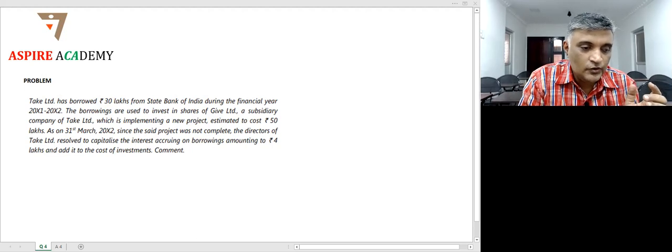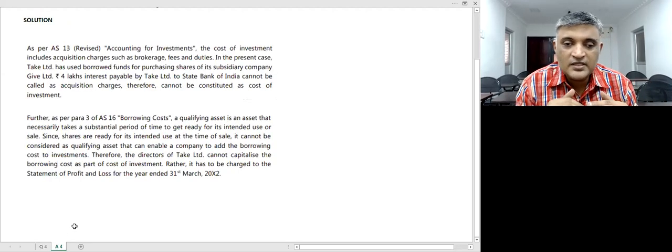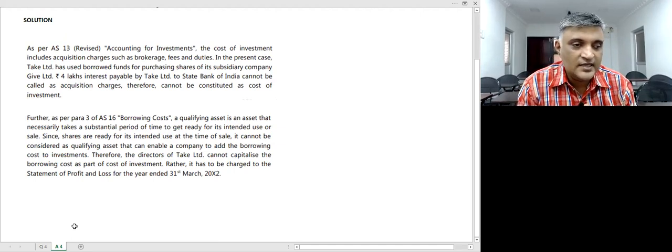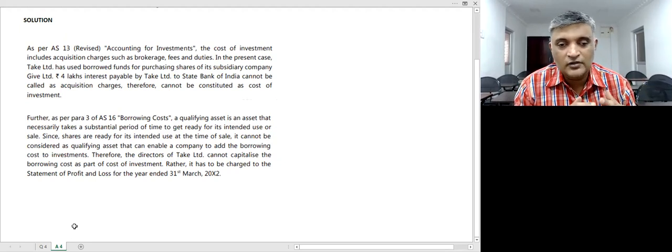So if you could go through the answer, they would have discussed from 2 points of view, one from AS 13, another from AS 16. Look at this. As per AS 13, accounting for investments, the cost of investment includes acquisition charges like brokerage fees and duties. In the present case, Take Limited has used borrowed funds for purchasing shares of its subsidiary company, Give Limited. 4 lakhs, interest payable by Take Limited to SBI cannot be called as acquisition charges. Therefore, it cannot be constituted as cost of investment. So this 4 lakhs cannot be added. So this is from the angle of AS 13.